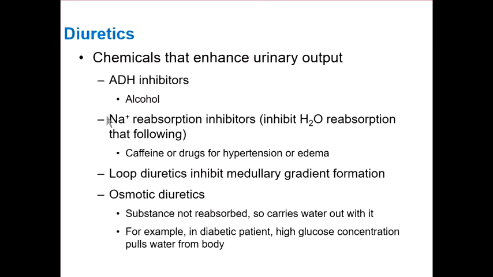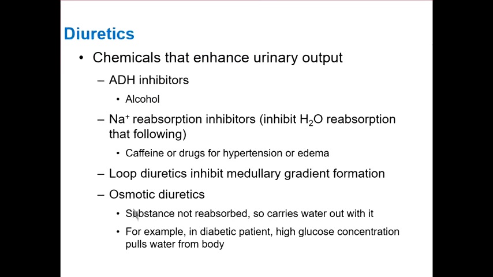There are something called loop diuretics that inhibit that medullary gradient formation. Remember, if you don't have that gradient formation, well, then you can't dilute or can't concentrate the urine. So that will result in dilute or unconcentrated urine. And there's osmotic diuretics, which are substances that are not reabsorbed.